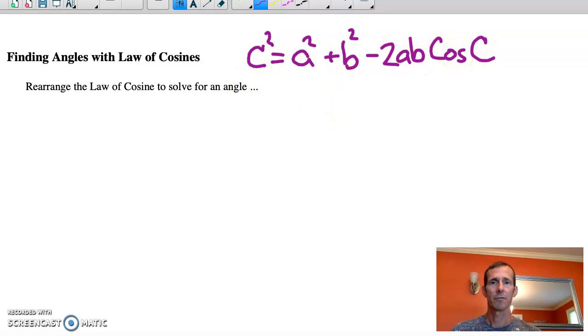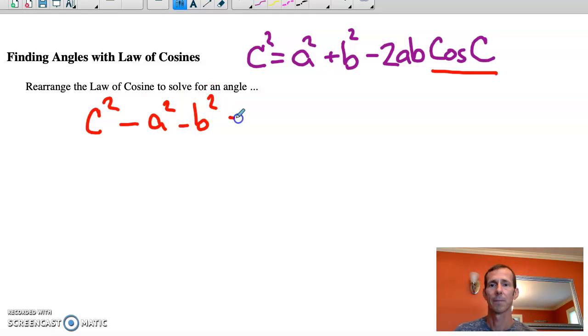So if I'm interested in finding the angle measure, that means I'm going to solve for cosine of c. To do that, I would have to move these two things away first by subtraction. So I'm going to do it down here. I'm going to have c squared, and I'm going to have to subtract a squared and b squared. So minus a squared minus b squared equals negative 2ab cosine c.